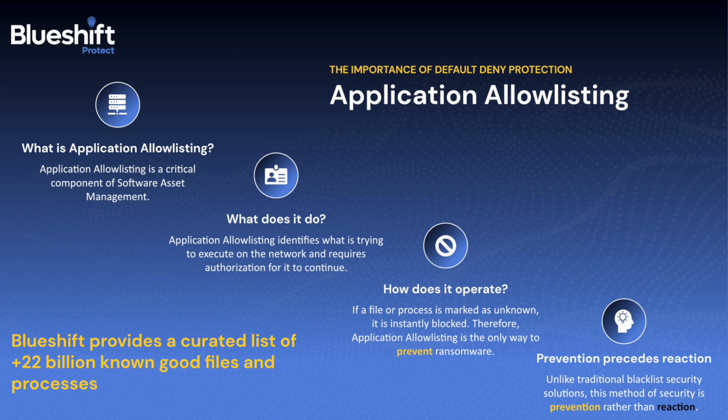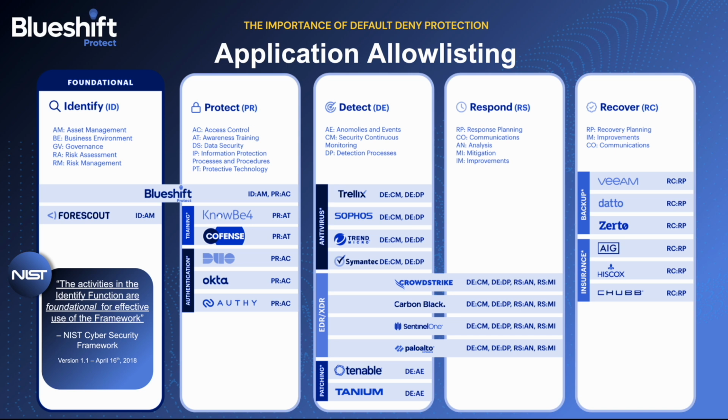We can figure out how it got there, all those sorts of things, but it's not allowed to run in the environment. So you don't have to have that instant response or the cleanup. It's just not allowed to run in the environment. We can remove it, and then we move on with our day. So it's a little bit better paradigm when it comes to managing what's allowed to run in the environment. So that's an important thing when it comes to that kind of default deny protection.